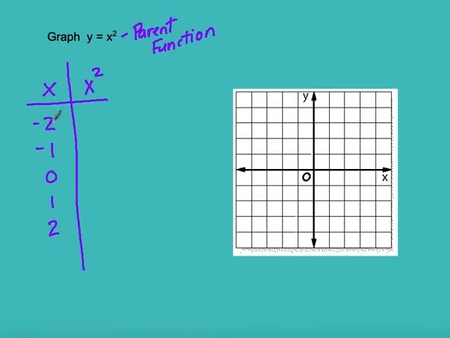All right, so when I plug -2 in, I get -2 squared, which is +4. -1 squared is +1. 0 squared is 0. 1 squared is 1. And 2 squared is 4. So now I'm just going to go ahead and graph these 5 ordered pairs. So -2 gives me 4. -1, 1, 0, 0, 1, 1, and 2, 4.